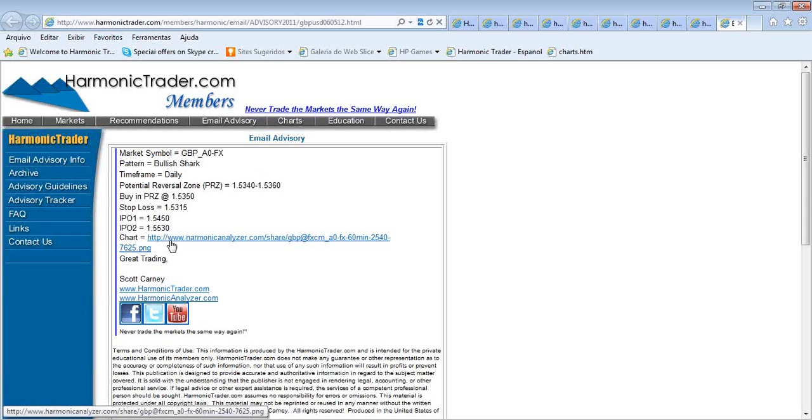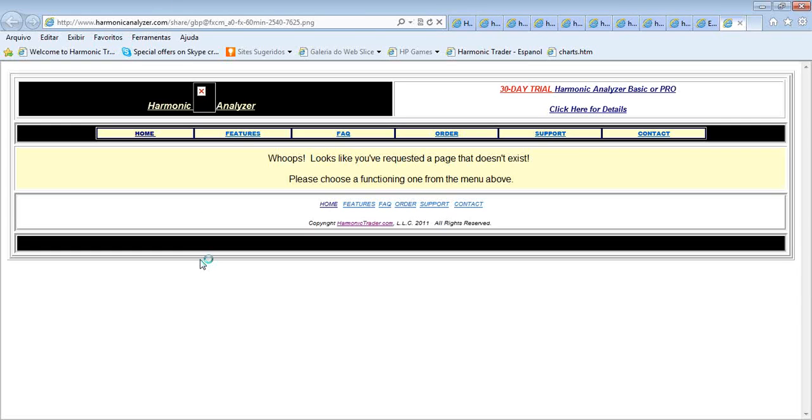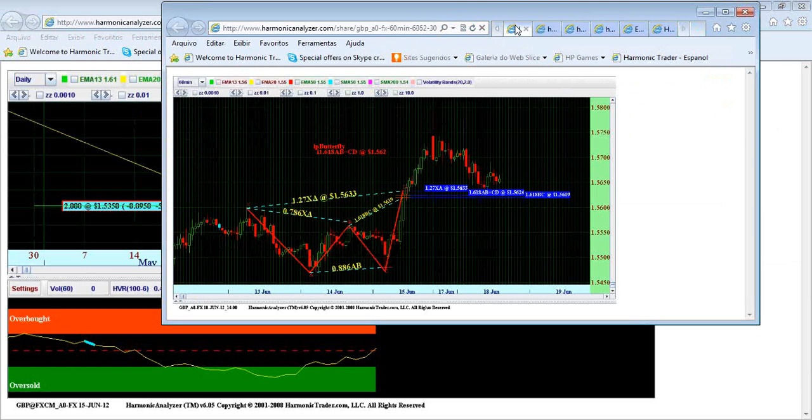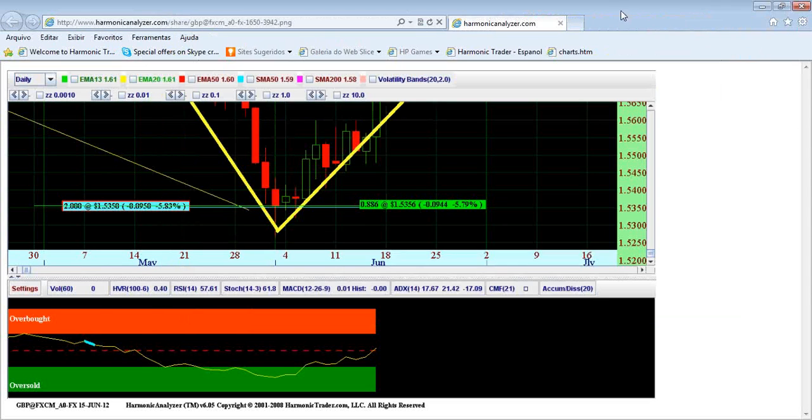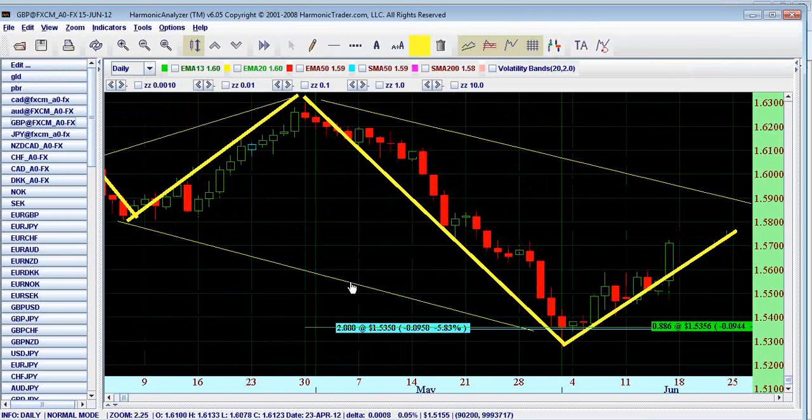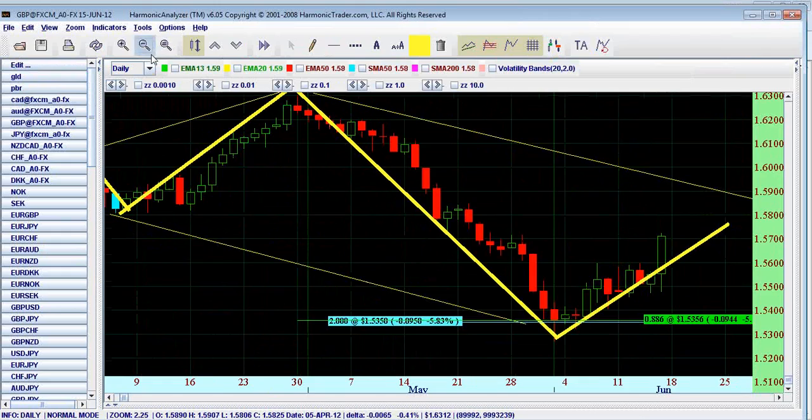But the bullish shark, that's a relatively new pattern that I released last year. That is an excellent opportunity. It's kind of the predecessor to the 5-0 pattern, and it looks like this.